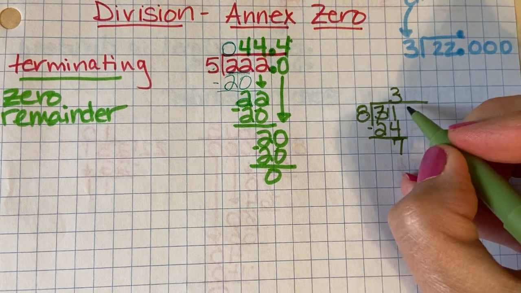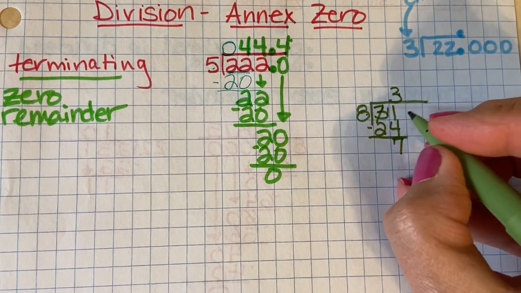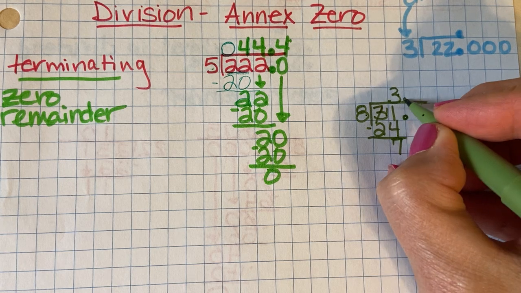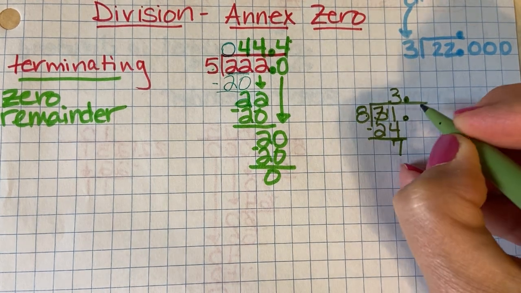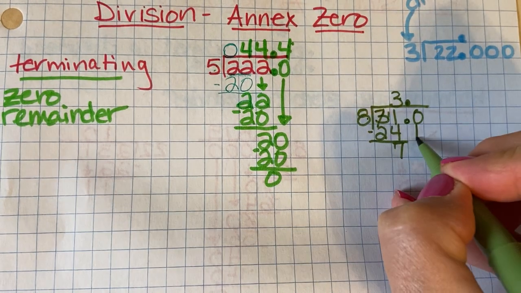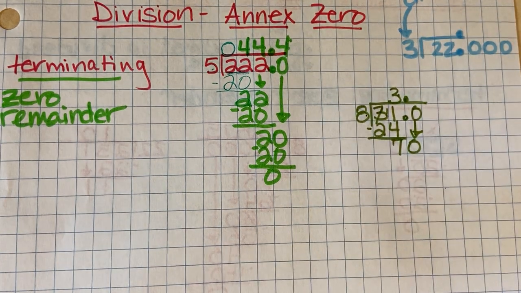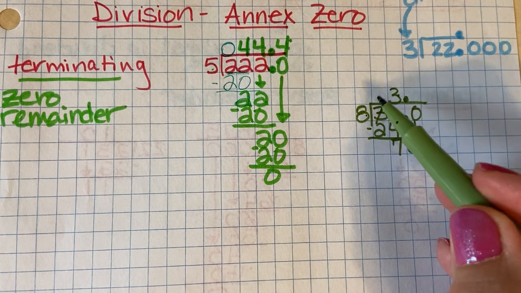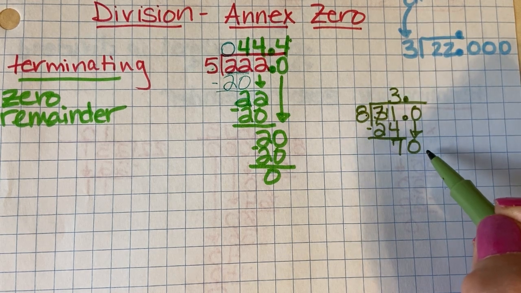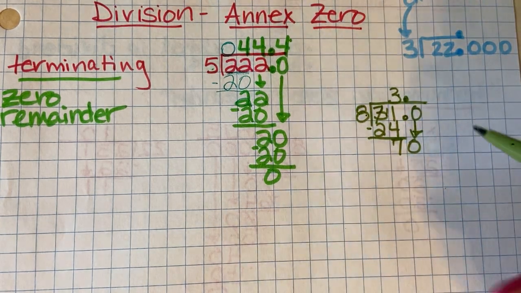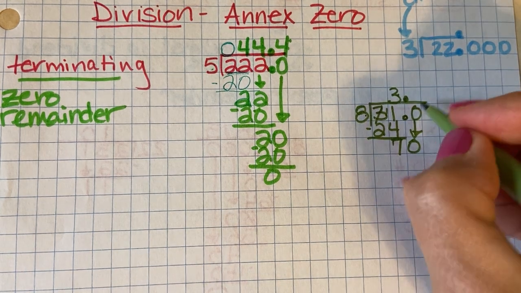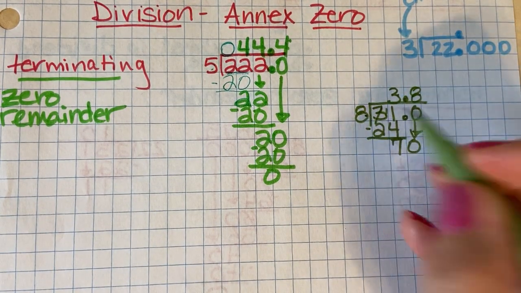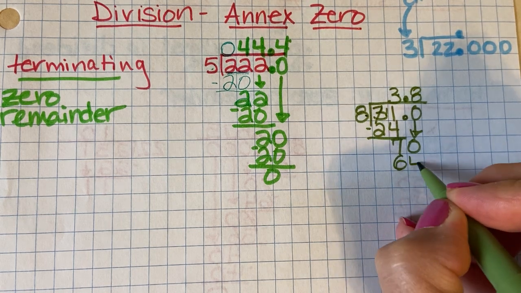Perfect. But I don't have any more numbers to bring down. So here's where I annex my 0. I put a decimal, bring that decimal straight up, and then I put in a 0. Then I can bring a number down. I'm going to say how many 8s would fit into 70. Right off the top of my head, 8 times 9 is 72 comes into my head, and that's too big, so instead of a 9, it's got to be an 8. 8 times 8 is 64.